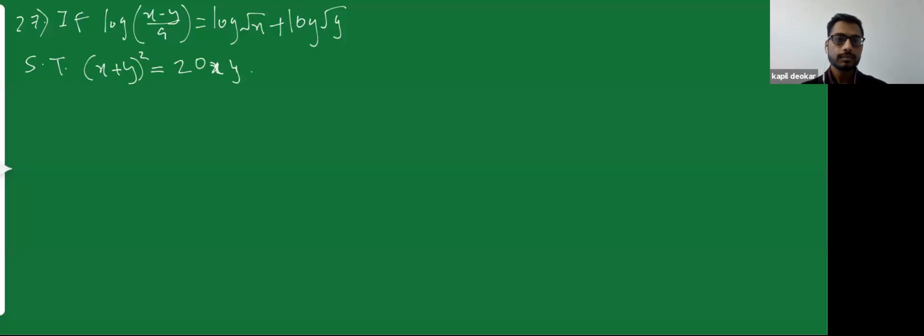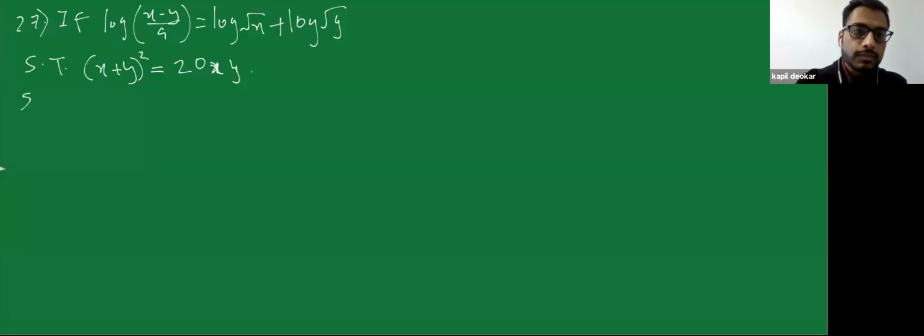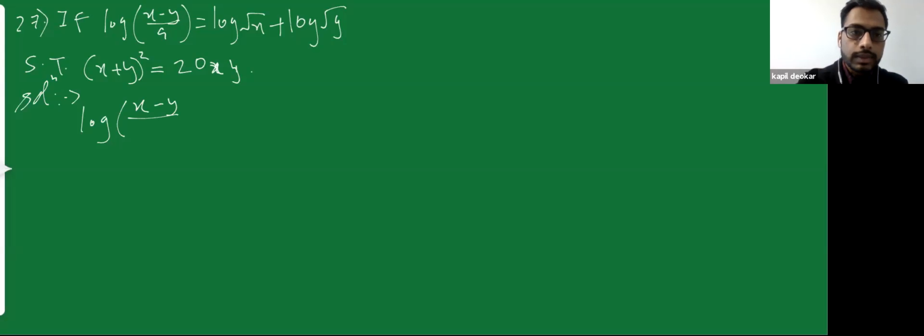Okay, so what is given to me? Log terms are given, and I have to show that (x plus y) the whole square is equal to 20xy. So this looks like a previous question, so we'll simplify accordingly. Our solution: log of (x minus y) upon 4 is equal to log of root x plus log of root y.